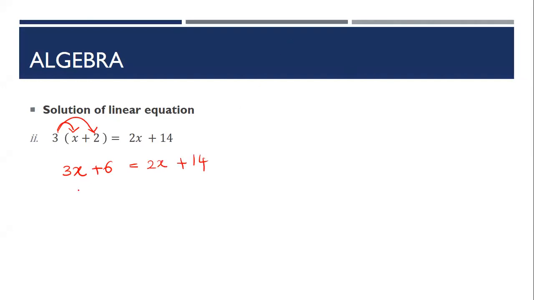Okay, so here I take the x ones to the left hand side. So 2x going to the left is minus 2x, and 6 going to the right side is minus 6. So 3x minus 2x is x, and 14 minus 6 is 8. So we are getting our answer. The x value is 8. Okay, you guys got the answer.